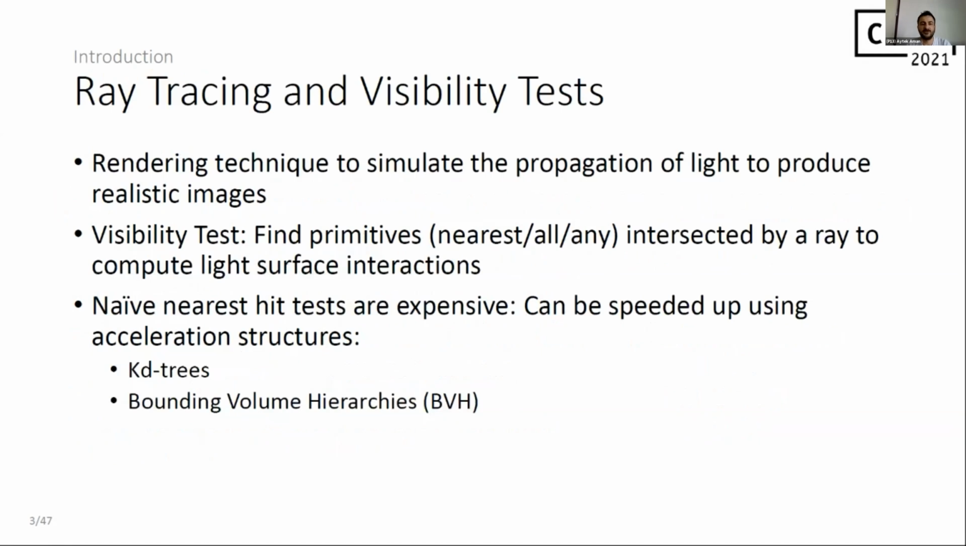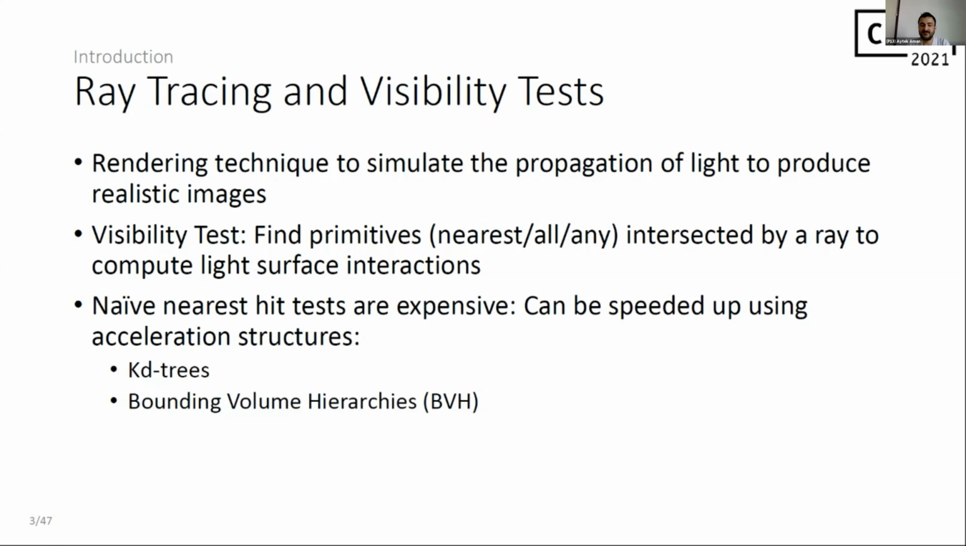So as a quick introduction, ray tracing and visibility tests are a core topic in computer graphics for many tasks. It's basically a rendering technique to simulate the propagation of light to produce realistic images. And to do that, we often use visibility tests in order to find primitives along the path of the ray. Sometimes we search for the nearest, sometimes we search for all, or sometimes we search for any kind of intersections by a ray to compute those interactions.